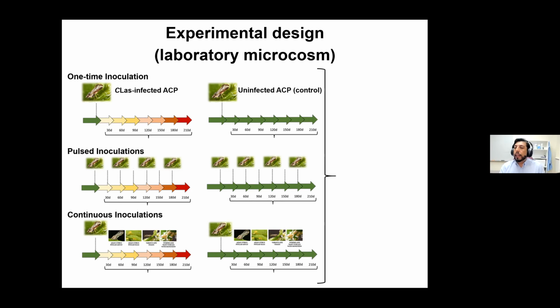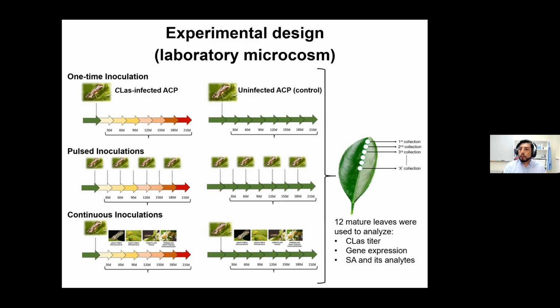To analyze all the different assays I did, I chose 12 mature leaves, and to determine exactly how I'm going to do this, I started to collect tissue from the tip of the leaf to the petiole, and I did it by month. So time 0 is the first collection, 1 month later the second, and then from now on until I reach 1 year of data.